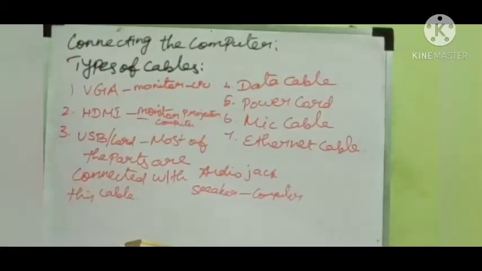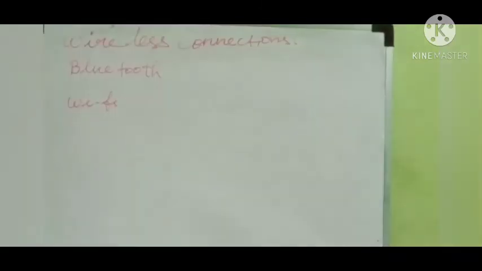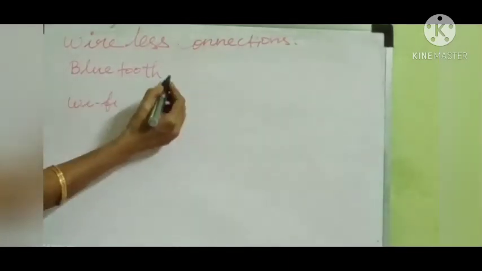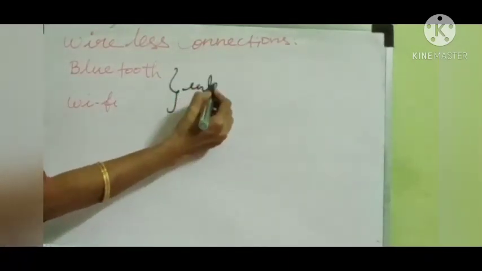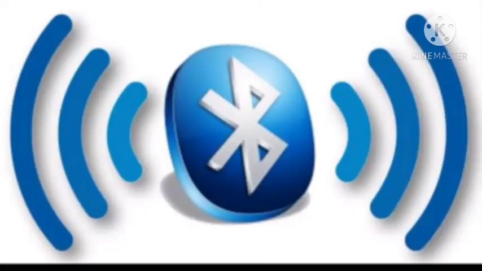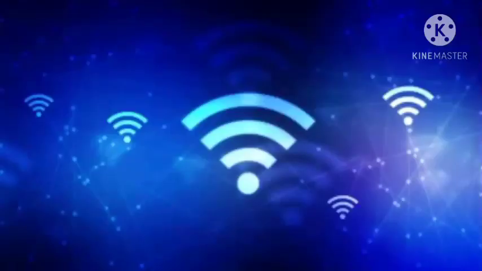Now we see about the wireless connections. Bluetooth and Wi-Fi are used to connect to internet without using any connecting cables. We are not using any connecting wires to connect with the internet. Instead, we are using Bluetooth and Wi-Fi. Now first we see about Bluetooth.